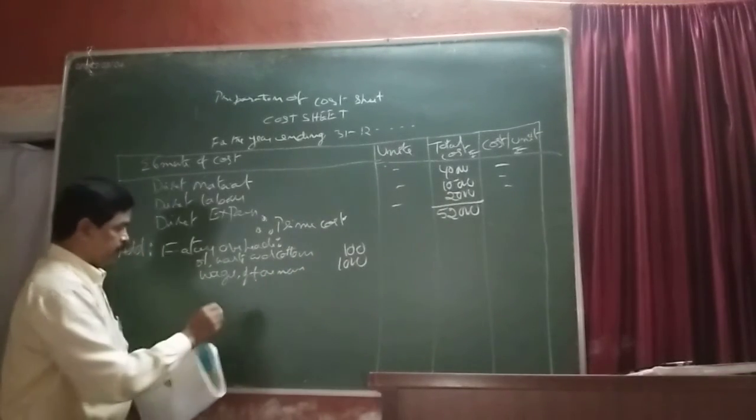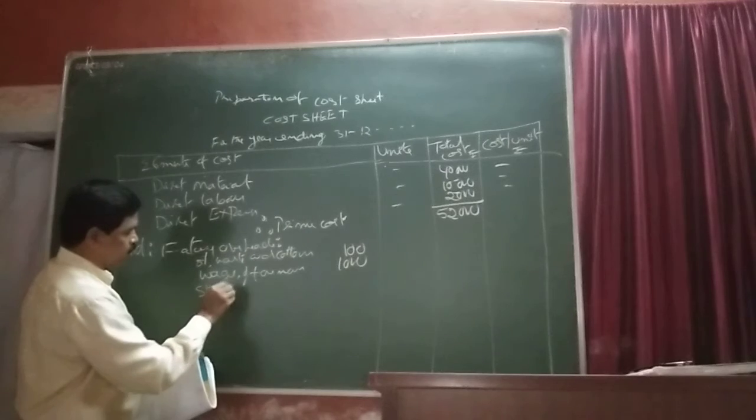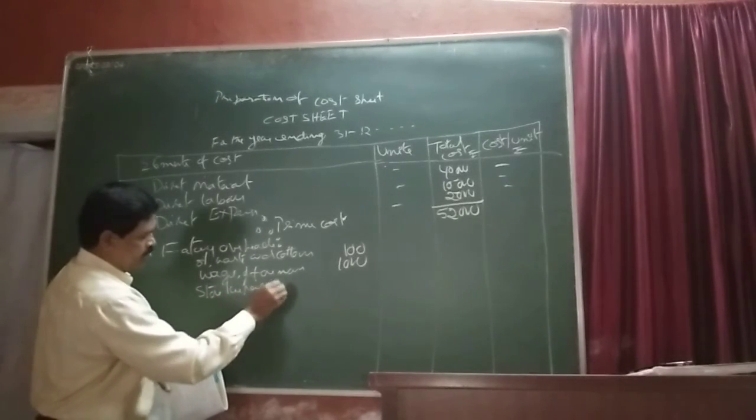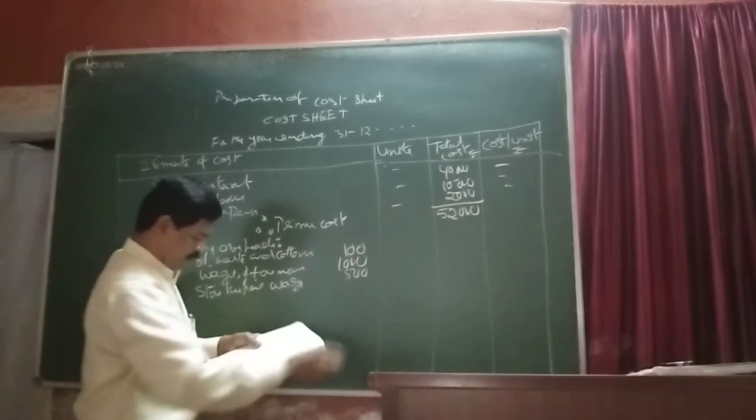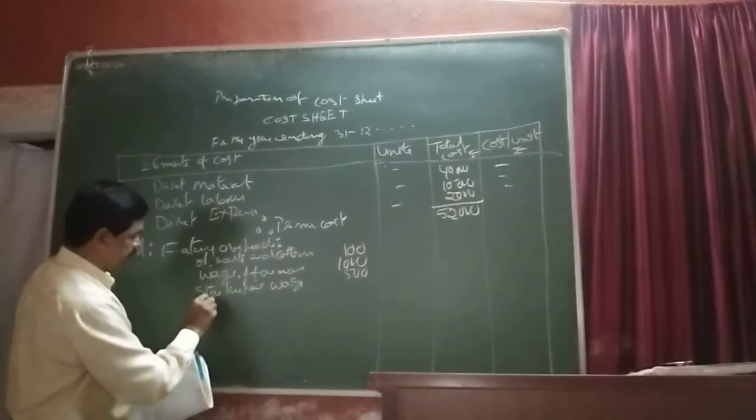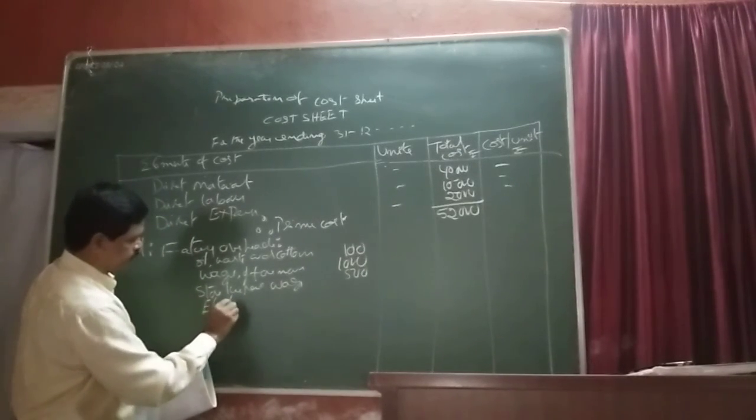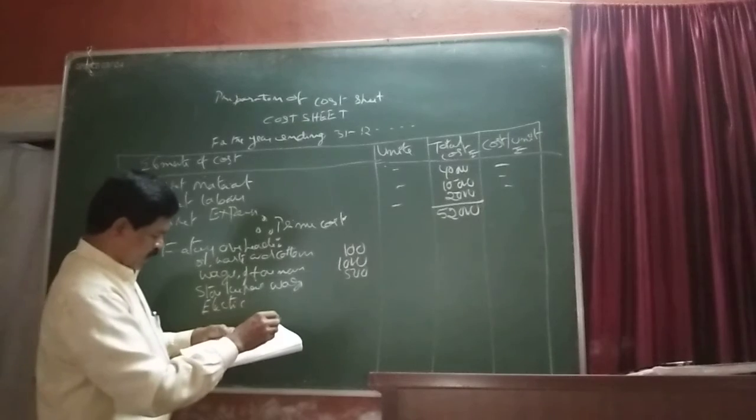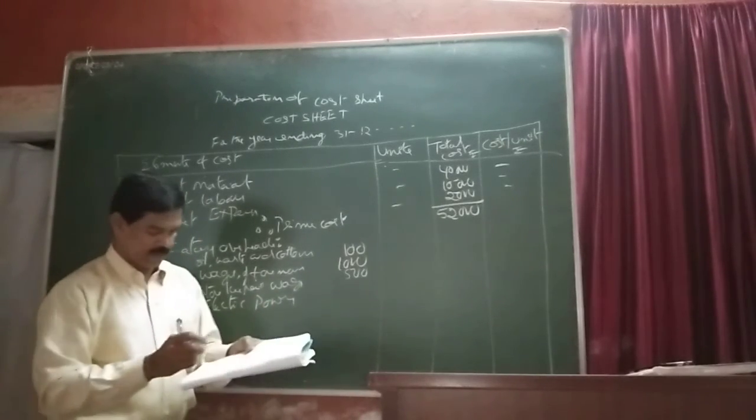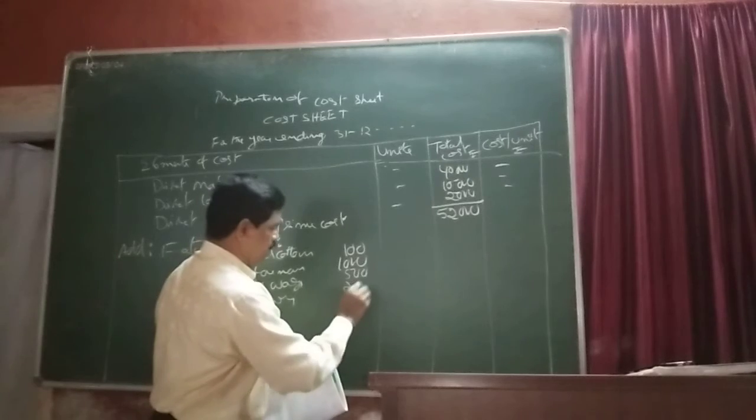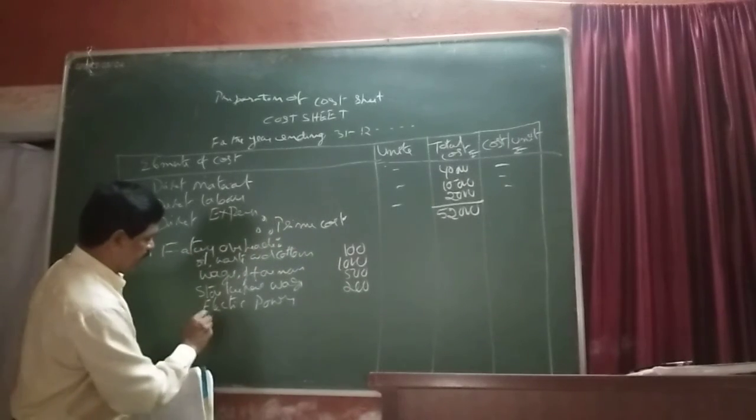Then storekeeper's wages, he is also in the manufacturing department. Electric power, I think electric power is given. Electricity is used in the manufacturing department, it is 200. Then factory lighting.